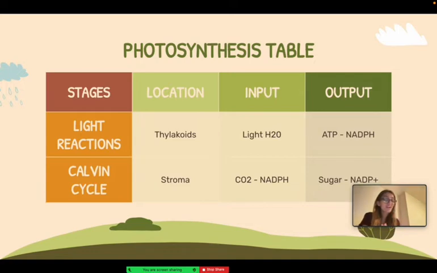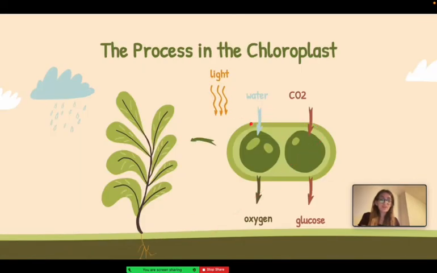But this is why plants need water, because in order for the Calvin cycle to take place, we need NADPH. And in order to get NADPH, we need the light reaction to take place. So in this scenario, the products or the outputs for the light-dependent reactions is NADPH, which goes to the Calvin cycle. Carbon dioxide is added and glucose is produced.